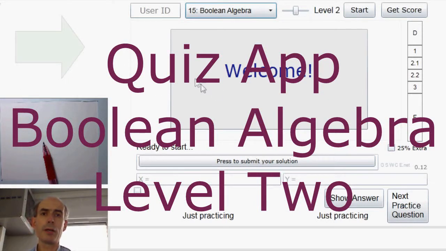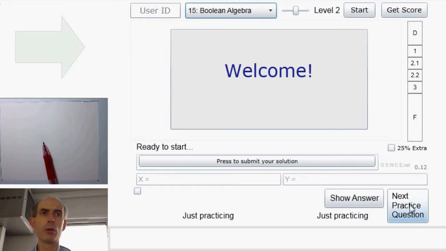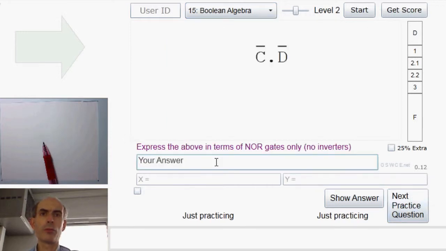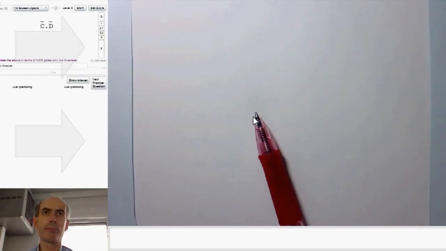Hello, and this time Boolean Algebra Level 2. Problems get a little bit more complicated. This one, right, we need to express not C and not D in terms of NOR gates. Well, that means we're going to have to turn this AND into an OR. So the obvious first step there is to apply De Morgan's theorem.